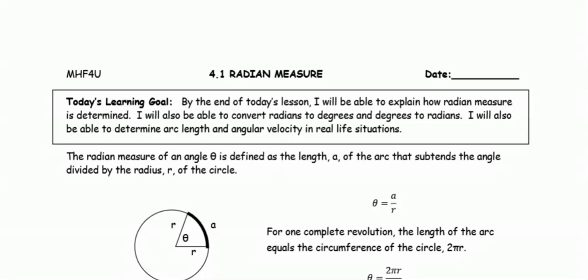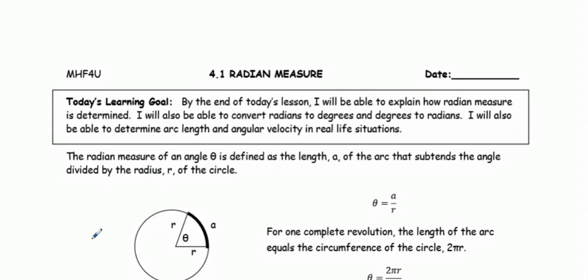All right, we're doing the first lesson of chapter 4, and it's radian measure. By the end of today, you should be able to explain how radian measure is determined. You should also be able to convert radians to degrees and degrees to radians, and you should also be able to determine the arc length and the angular velocity in real life situations.